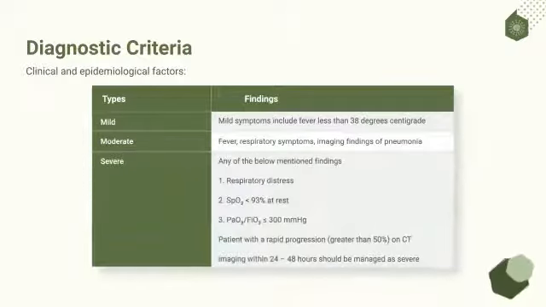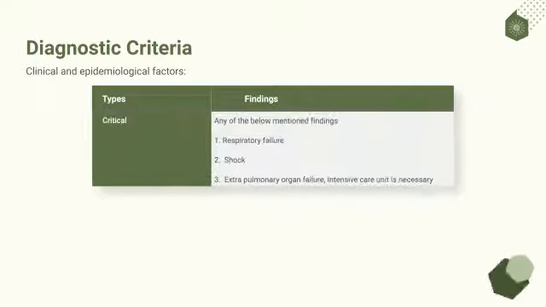If the patient is affected severely with COVID-19, then any of the below-mentioned findings can be observed. 1. Respiratory distress. 2. Oxygen saturation of less than 93% at rest. 3. Partial pressure of oxygen and fraction of inspired oxygen less than or equal to 300 millimeters of mercury. Patient with a rapid progression that is greater than 50% on CT imaging within 24 to 48 hours should be managed as severe. In case of critical condition, the findings can be respiratory failure, shock, and extrapulmonary organ failure. Intensive care unit is necessary.